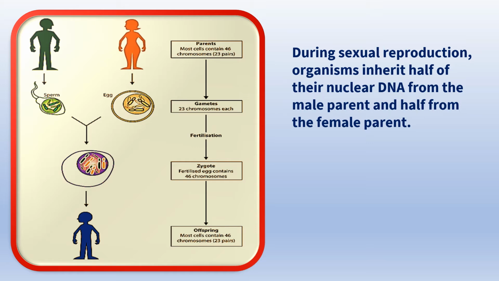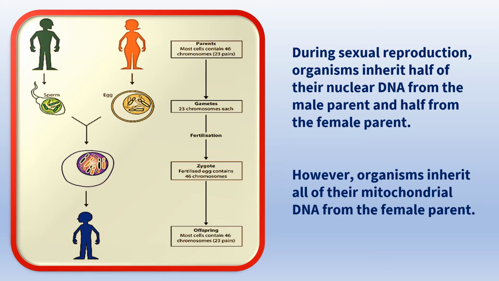Now, after the process of fertilization, when both the sperm and the egg get together, a zygote is formed. Now, 23 plus 23, the zygote has 46 chromosomes, which further leads to the offspring or the progeny or the baby, which contains 46 chromosomes or 23 pairs. But these organisms or the newborn inherit all mitochondrial DNA only from their female parent.